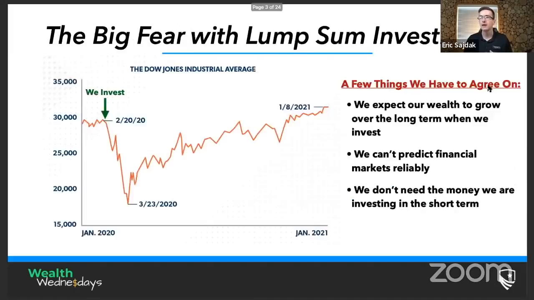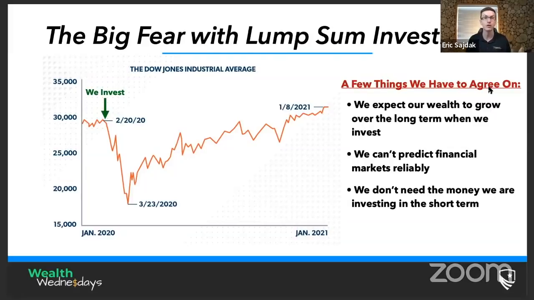Okay. And what is the big fear with lump sum investing? Again, why would this lead somebody to look at dollar cost averaging? Well, let's specifically look at investing into stocks. The big fear is essentially what we're looking at here on the left side of the screen: what happens if we invest at the wrong time? If we take that lump sum and invest it, and it just happens that we picked the wrong day or the wrong month to start investing.